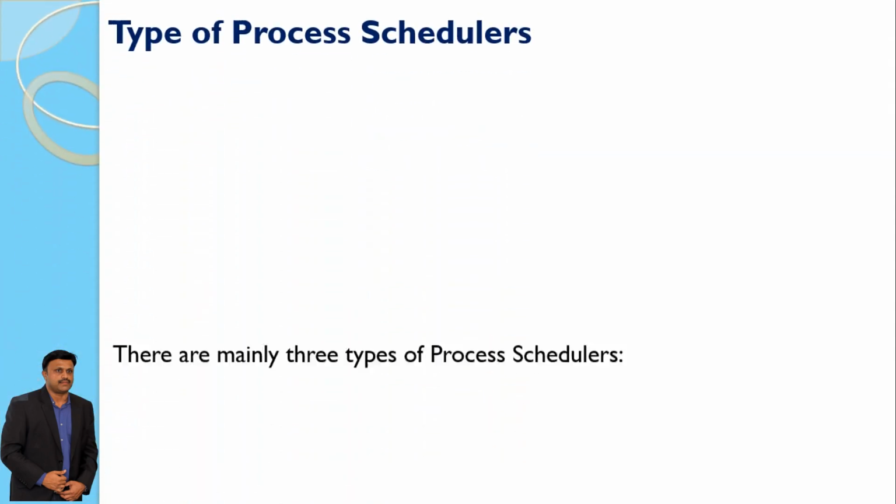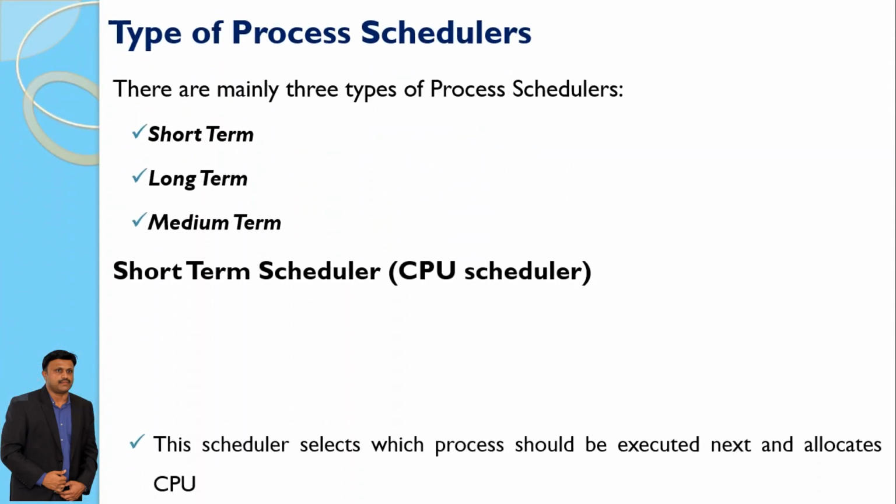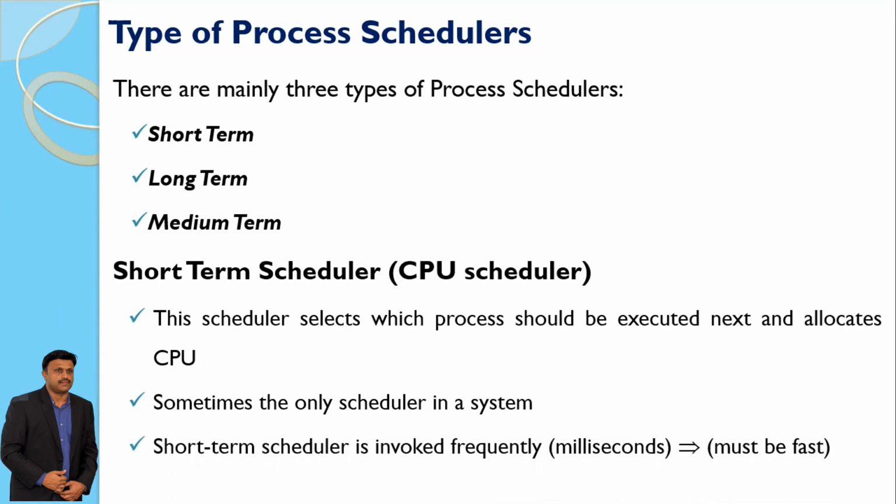There are three main types of process schedulers: short-term, long-term, and medium-term. Each plays a distinct role in managing process execution and system performance.